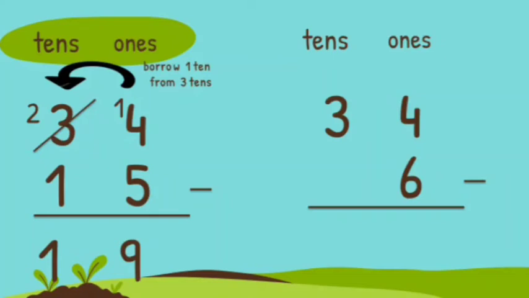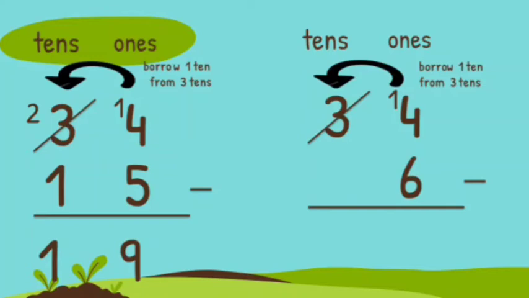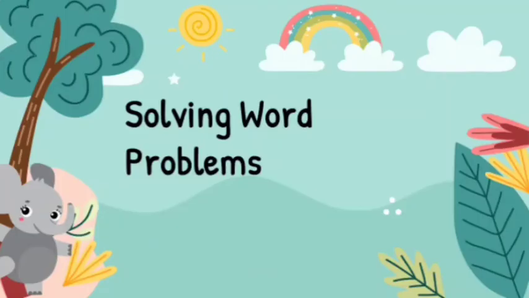Look, next example, 34 minus 6. How to subtract 6 from 4? Yes, you have to borrow 1 ten from 3 tens. So it becomes 14 and the tens only left 2 tens. So now you count 14 minus 6, it is 8 and 2 tens, you directly write it. So 34 minus 6 equals 28.